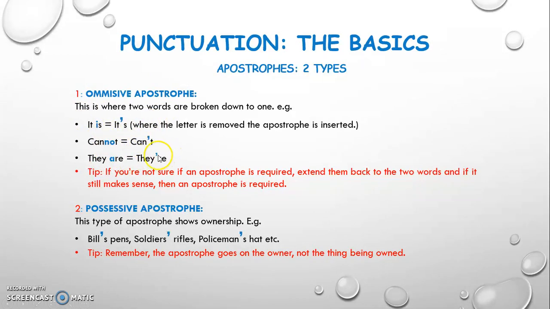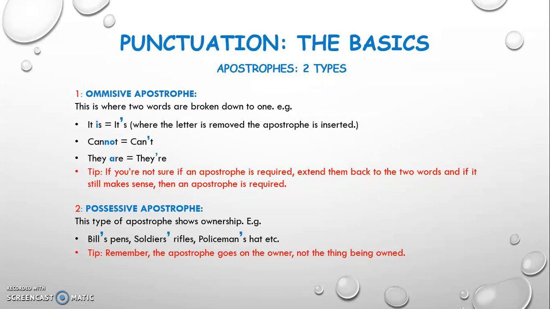They are, take out the A and it becomes they're. And that's how you can tell where you put the apostrophe. It's where you take the letters out. And here's a little tip. If you're not sure if an apostrophe is required, extend them back out to the two words, and if it still makes sense, then the apostrophe is required.